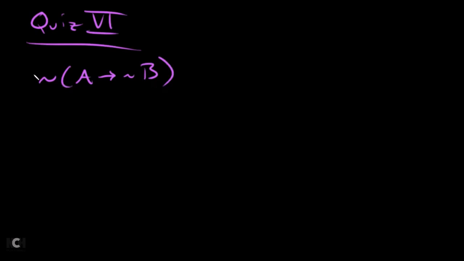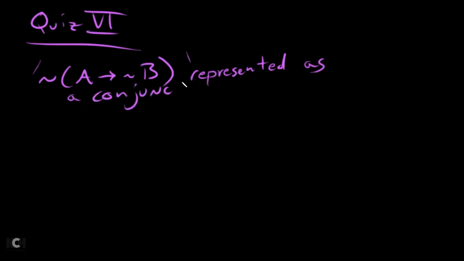So it'll say, this statement here, squiggle A, arrow, squiggle B, represented as a conjunction, as an and statement, is, or would be, and you've got the following options. And the options in Blackboard will be randomized. So don't say, oh, it's that one. It may not be.